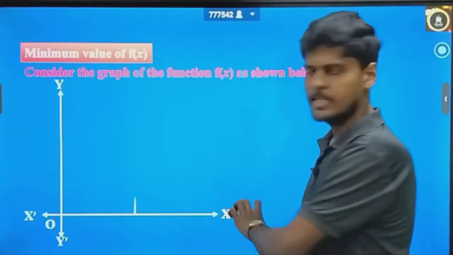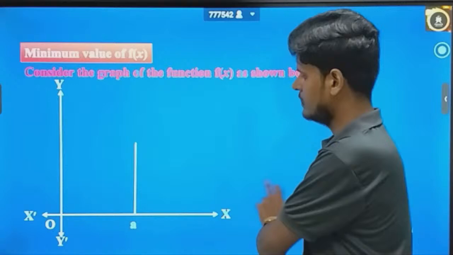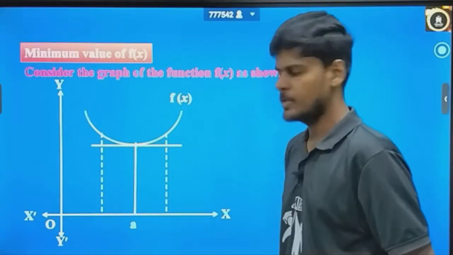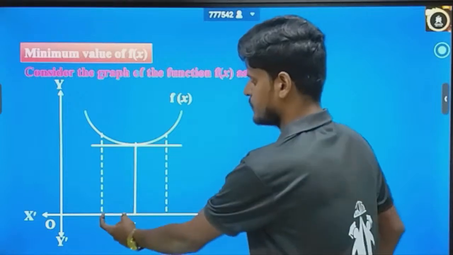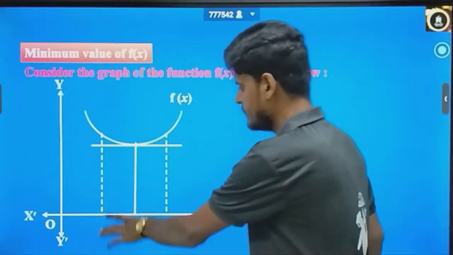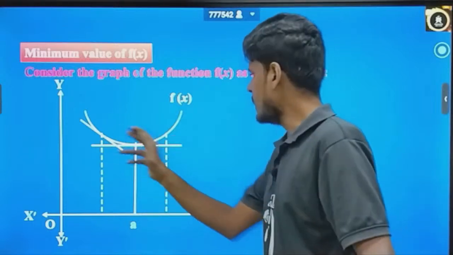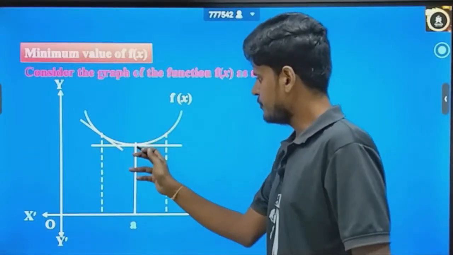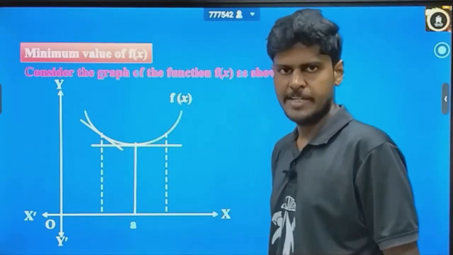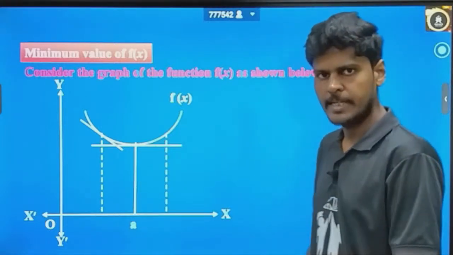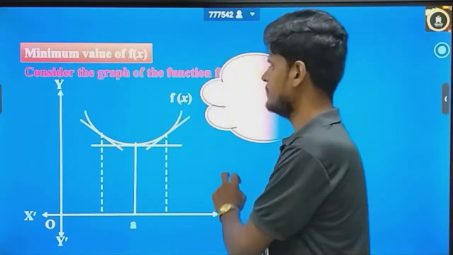Minimum value is just the opposite. Again, in the neighborhood of A, we will take a small value delta. This f of A will be the minimum point in this interval. So f of A will be less than or equal to f of A minus delta, and f of A will be less than or equal to f of A plus delta. That is the definition of minimum.